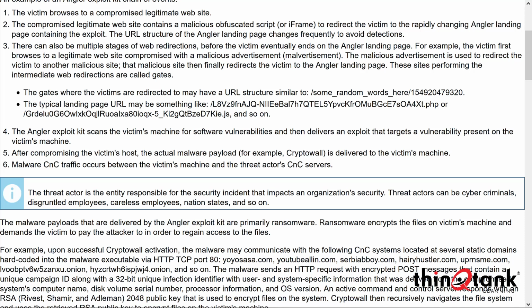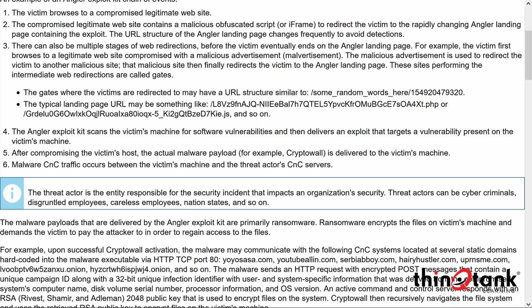There could also be multiple stages of web redirections. So before you actually get sent to the landing page that had the Angler software, you might browse through a couple of legitimate websites, a couple of malvertising websites, and so on, eventually getting to the site that's infected. We also used these things called gates.